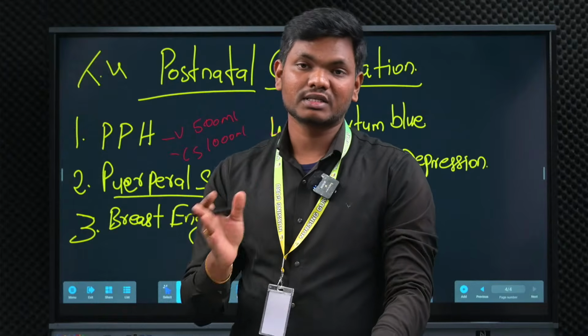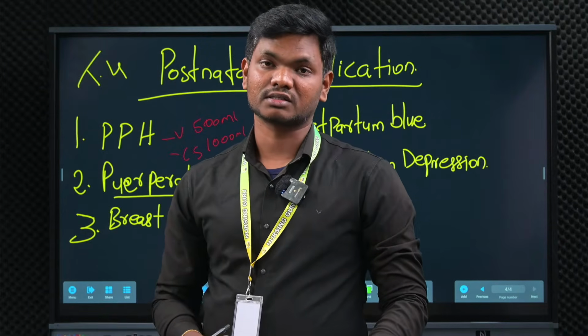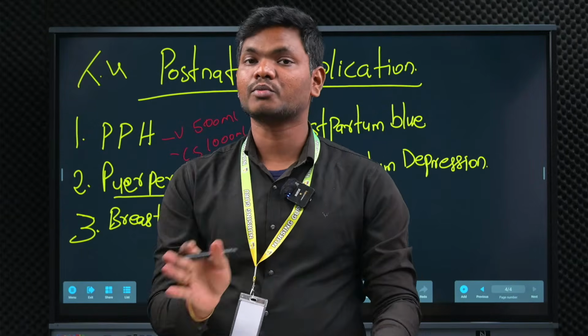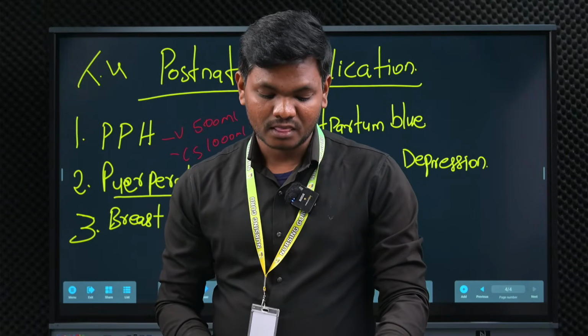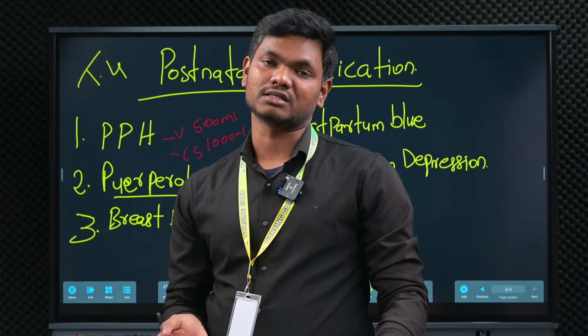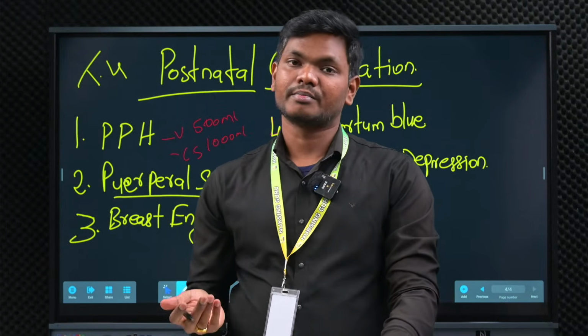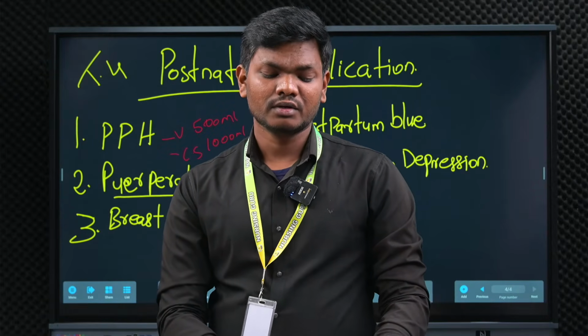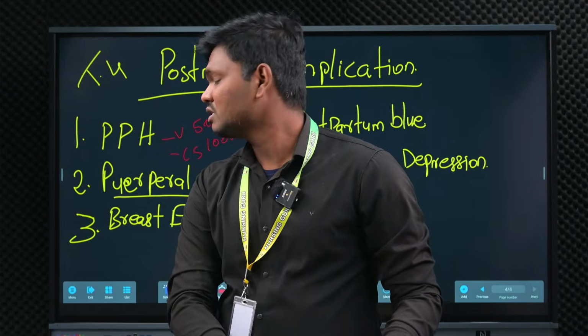More than the absence of involution, subinvolution is the most common condition, where there will be slow progress in the involution. Then excessive vaginal discharge will be present. So these are the signs and symptoms of puerperal sepsis.